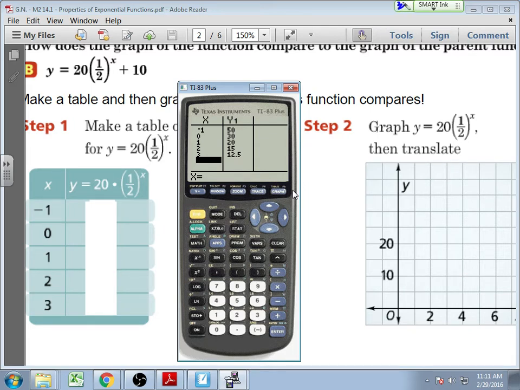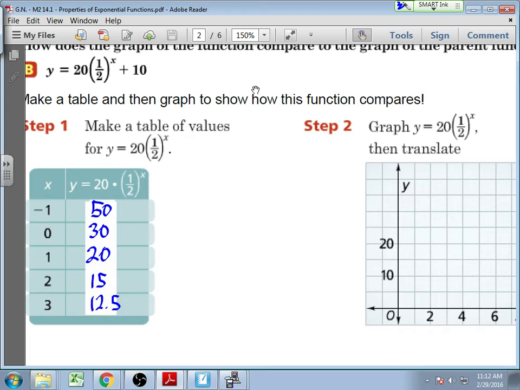50, 30, 20, 15, and 12.5. Whoa. What do you notice about the change in my values? From 50 to 30... Jake? The change is always half what it was before. I go down by 20, then by 10, then by 5, then by 2.5. What is that an indication of? Exponential activity. Whenever my change is halving every time or doubling every time, I know it's exponential activity.